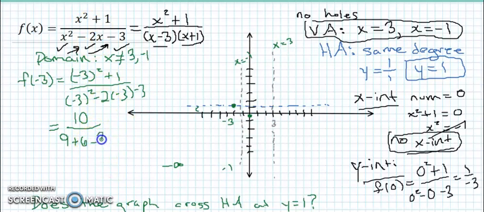Minus 3. So what's that? 15 minus 3. So 10 over 12, which if you divide top and bottom by 2, that's 5 over 6. So see, it's close to 1. It doesn't go blast way past. The graph's going to stay close to 1. We know it doesn't cross the x-axis because there is no x-intercept.